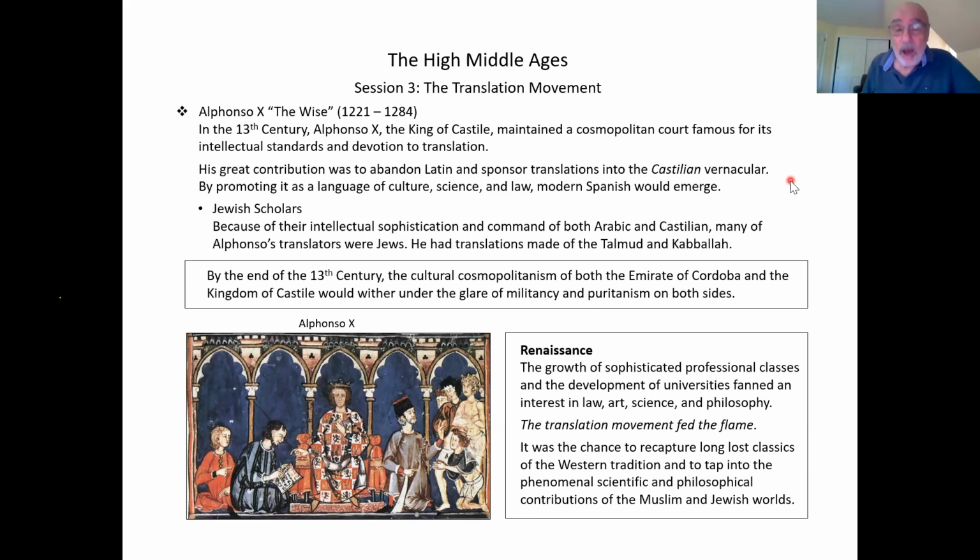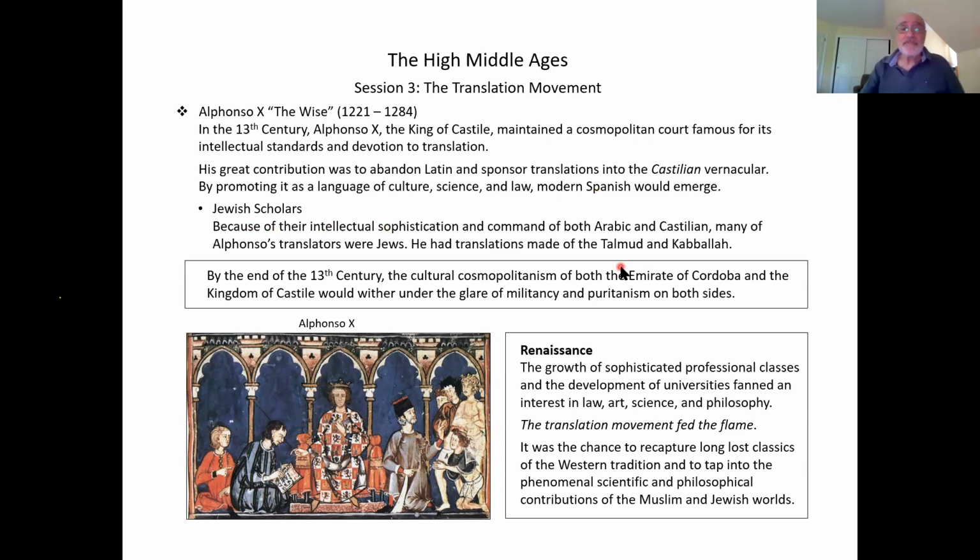And this is why, by the way, Castilian becomes Spanish. Just the way Dante is the reason why Tuscan becomes Italian. You get the first great literature in that particular dialect, and then it becomes the dominant dialect. By promoting it as a language of culture, science, and law, modern Spanish would emerge.